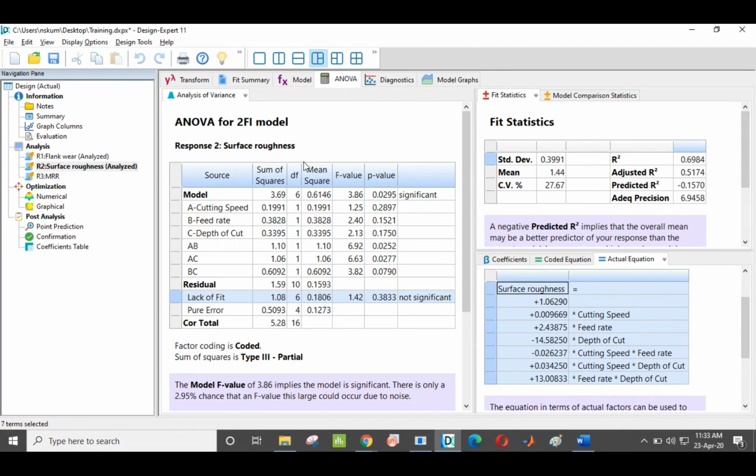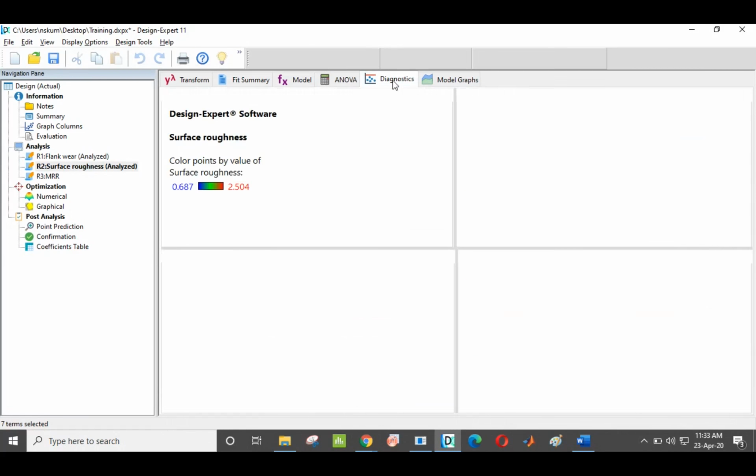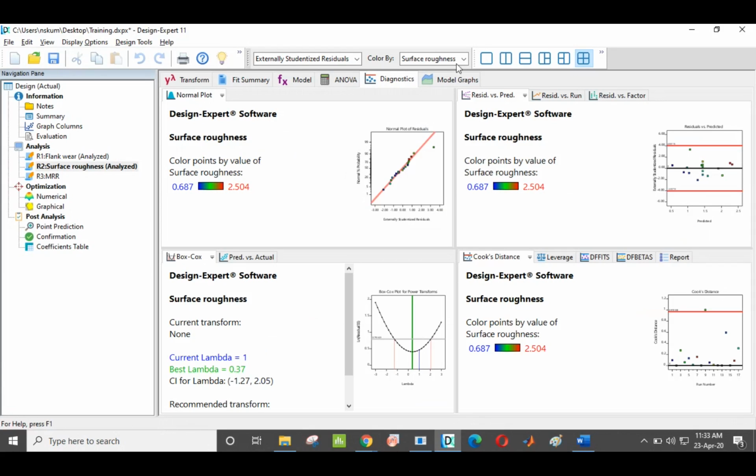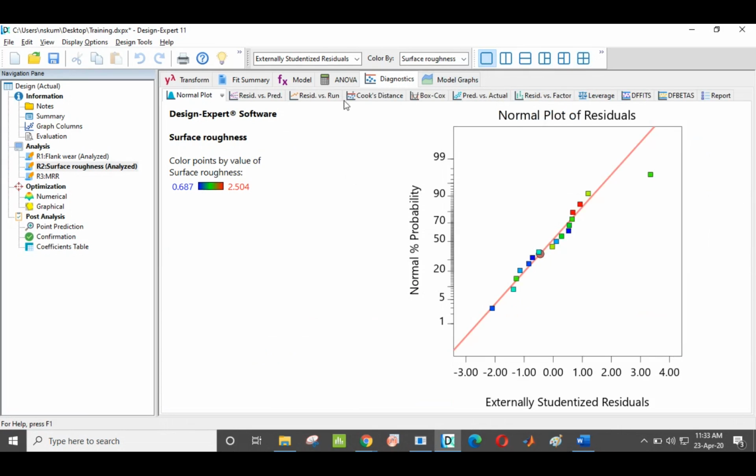So in the surface roughness a significant model is produced, and at the same time the lack of fit is non-significant. Now I am going with diagnostics. Now I am going to combine all tabs. So here you can see I am moving the cursor here. Now the normal probability plot. A perfect straight line fit is possible because it is normally distributed, but only one point is changed.